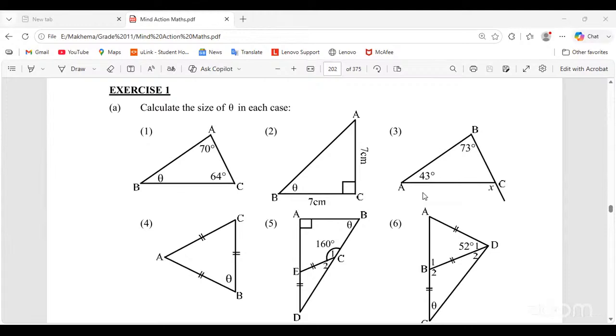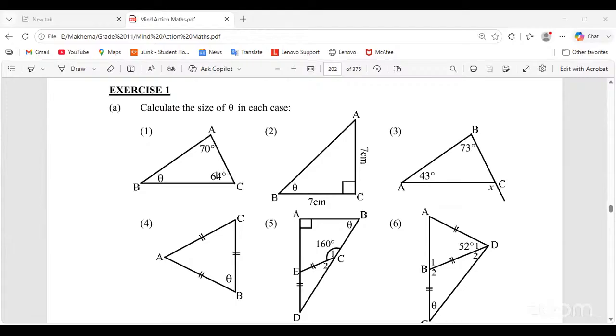Then it will definitely show better. Now, we are going to answer these questions, and I will always highlight to you guys that whenever you are doing geometry, you must always provide the solid mathematical reasoning behind every statement that you mention. So now let's have a look at exercise one on the screen. We are going to calculate the size of angle theta in each case. Now let's go for question one.